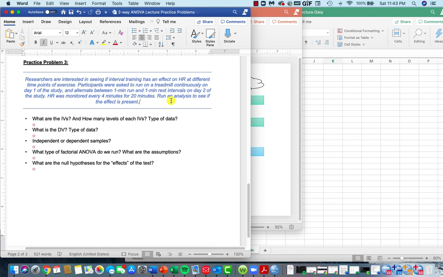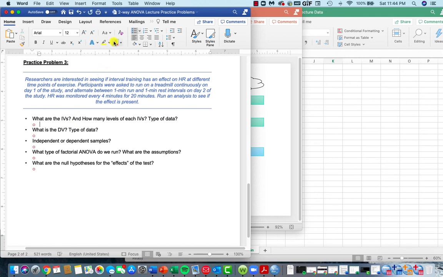So participants were asked to run on a treadmill continuously on day 1 of the study and alternate between 1 minute run and 1 minute rest intervals on day 2. So continuously running on day 1, and then the intervals come in on day 2. There we go. I confused myself. Okay, so heart rate was monitored every 4 minutes for 20 minutes, which would give us 5 time points. Run an analysis to see if an effect is present.